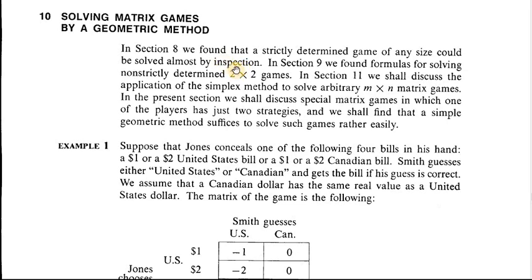Now, in some cases, games are not strictly determined, and you have probabilistic strategy, and in section 9 there are some formulas for 2x2 games. In section 11, the next section, we'll discuss how to use linear programming to solve arbitrary games. So this section is an intermediate section where we find some special matrix games in case one of the players has just two strategies. So it would be a 2xn game or an nx2 game. And in this case, you can use a geometric method.